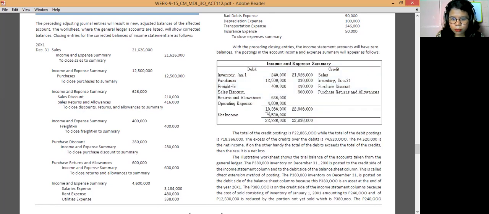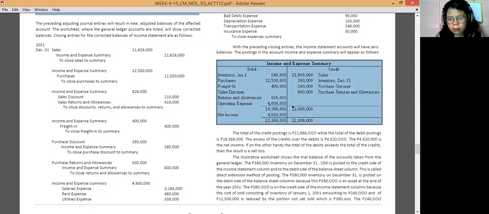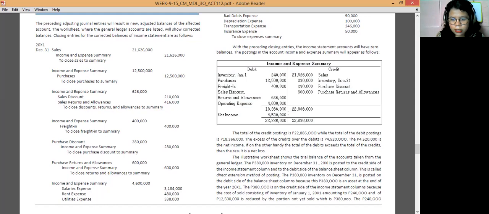So, where did we get this 4,520,000? It goes like this. You have already totaled the debit, and at the same time you totaled the credit. So, you just less them. 22,886 minus 18,366 results in 4,520,000. Then, for it to balance, 22,886,000. Okay, our debit and credit balance when it comes to the income and expense summary. Okay?